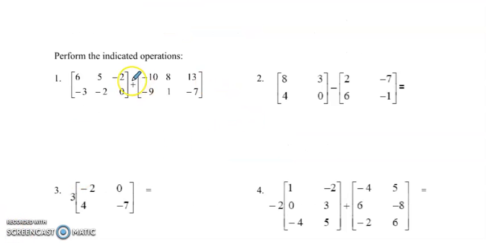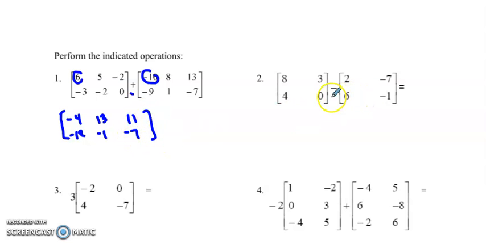So let's do some work here. Perform the matrix operations indicated. So I have an addition. So that means I take each corresponding pair of entries and add them. So 6 minus 10 is -4. 5 plus 8 is 13. -2 plus 13 is 11. -3 plus -9 is -12. -2 plus 1 is -1. 0 minus 7 is -7.